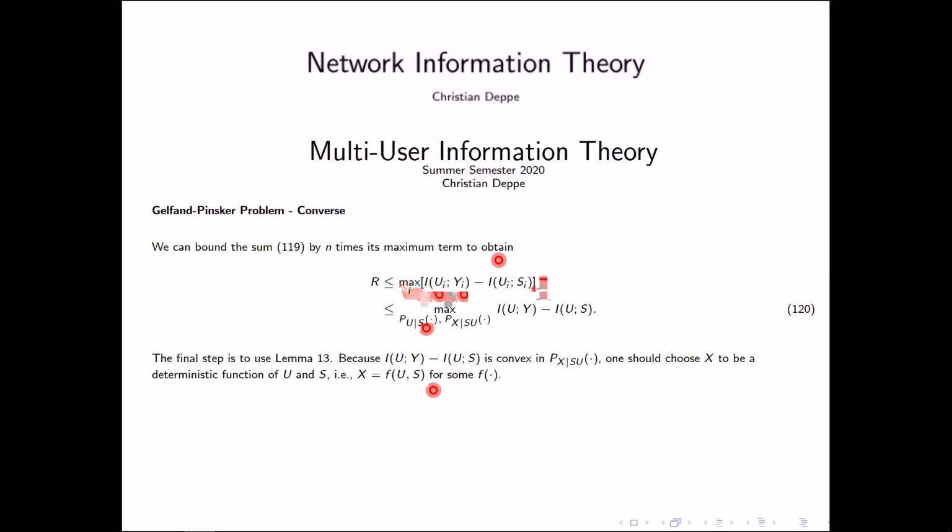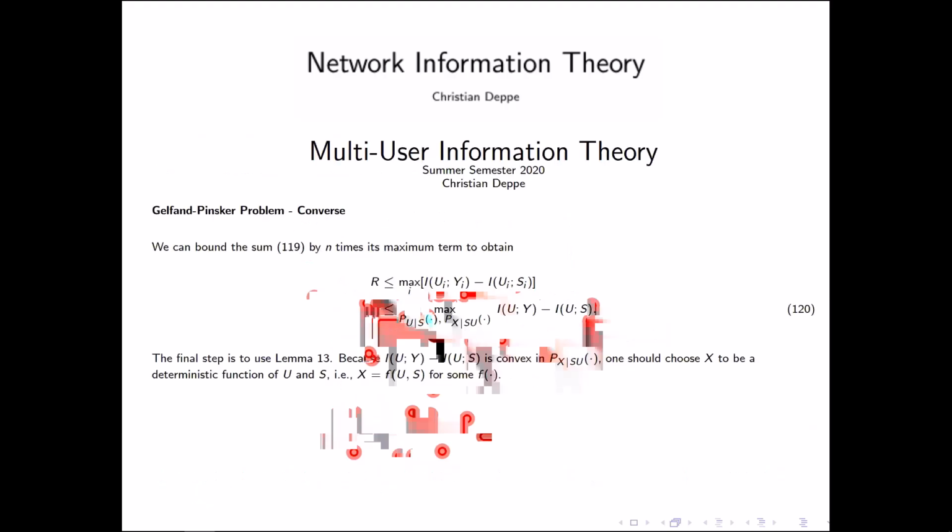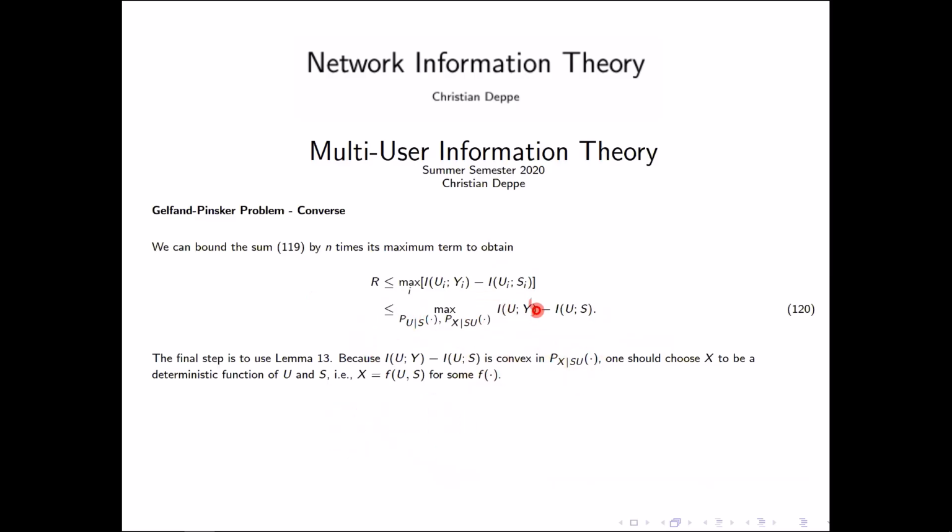Of course, we can write this also in this form, and therefore the rate must be smaller or equal to this. Just notice that this n cancels out. Here we have this n, and here we just take the maximum over all i's. Then we have n times the maximum over all times, and we cancel out this n and this n, and then we remain with this thing. And therefore, we have proved the converse of Gelfand-Pinsker.